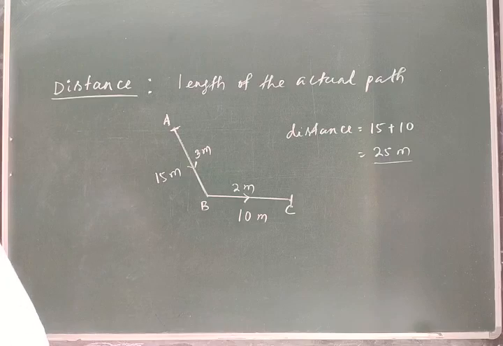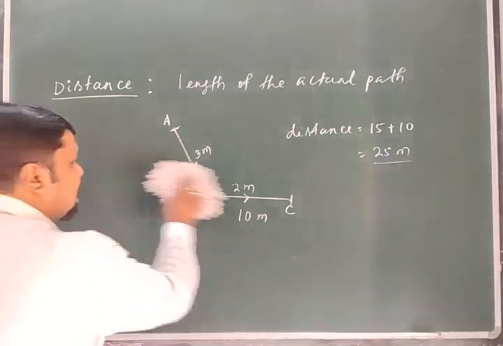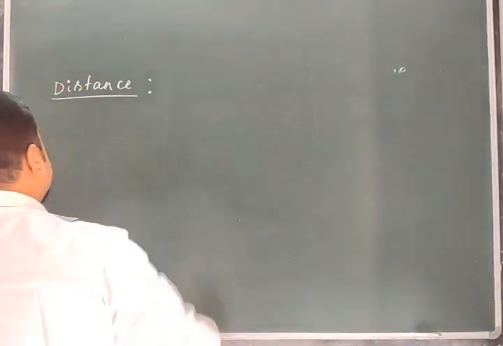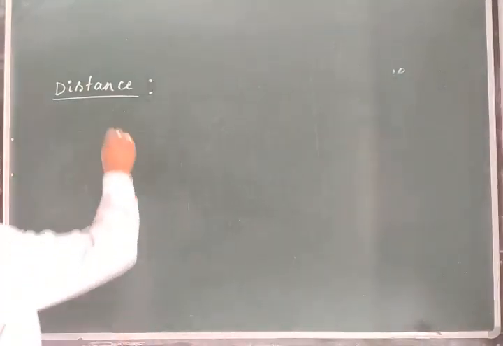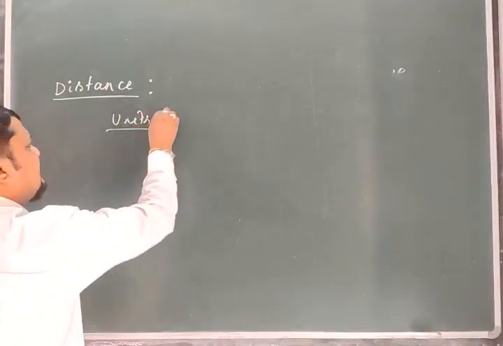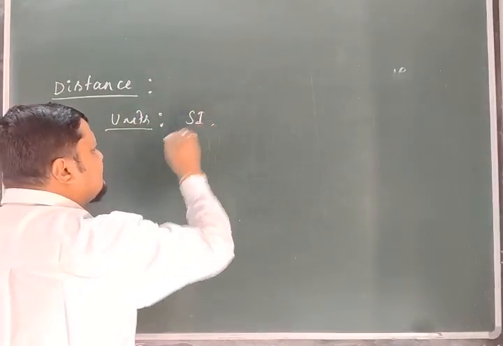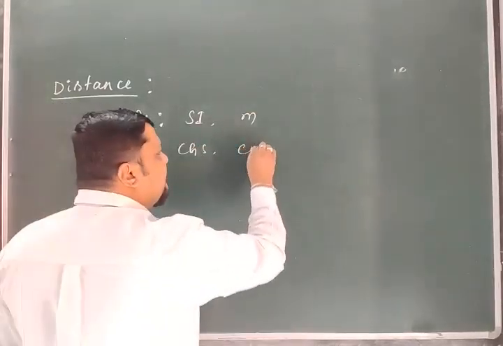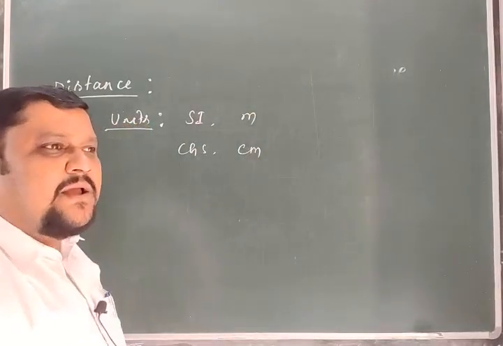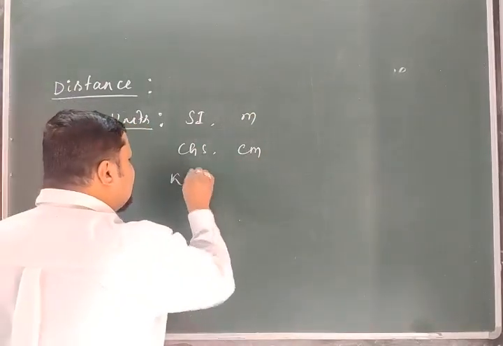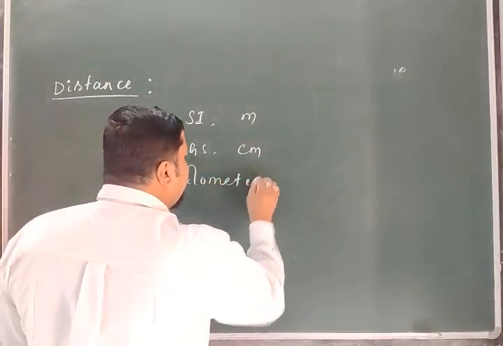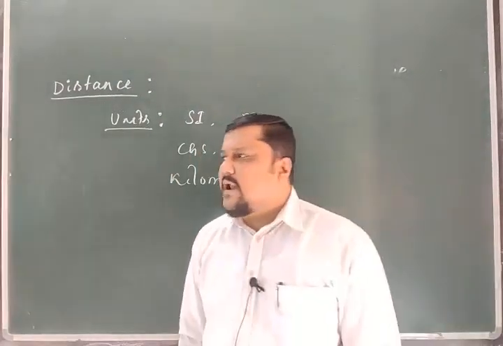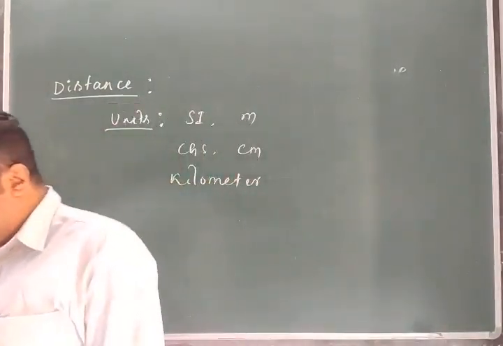Now, what are the units? The units of distance, as you know, in SI or MKS it is measured in meter, in CGS it is centimeter, and sometimes we use the common unit, the kilometer. Practically, we generally use kilometer for long distances traveled by a body.